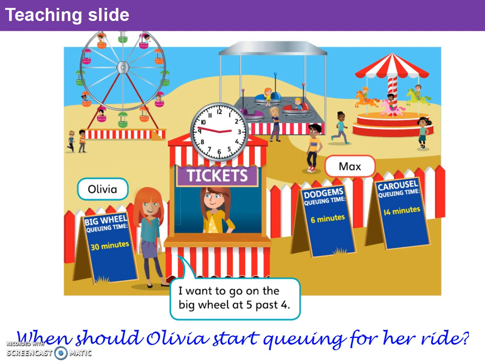When we look at problem 1B, we can see our question is, when should Olivia start queuing for her ride? Well, she tells us that she wants to queue to get onto the big wheel, and she wants to be on the big wheel at 4:05. So we know that she wants to be there at 4:05. There's going to be a 30-minute wait in order for her to do that. So to do this one, I'm going to use subtraction to help me.